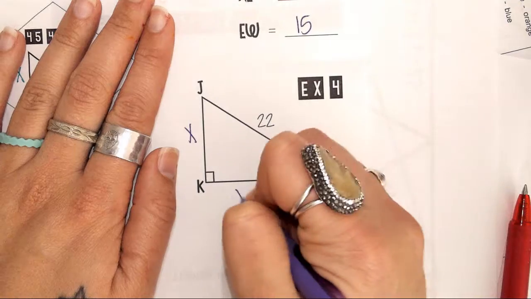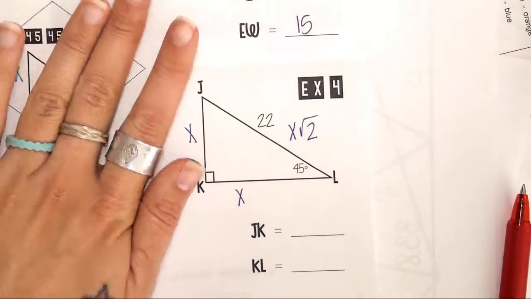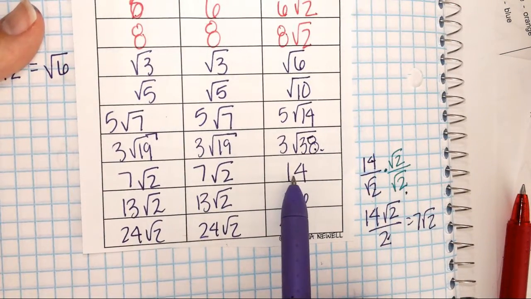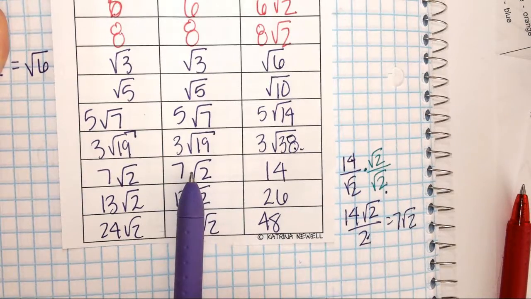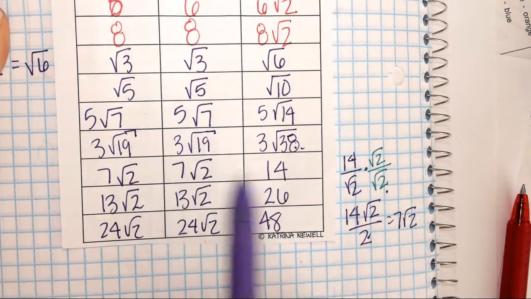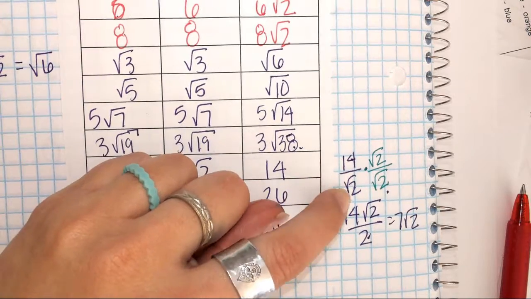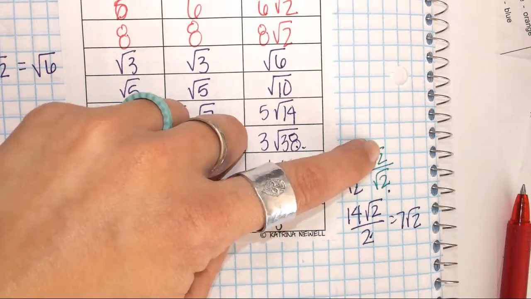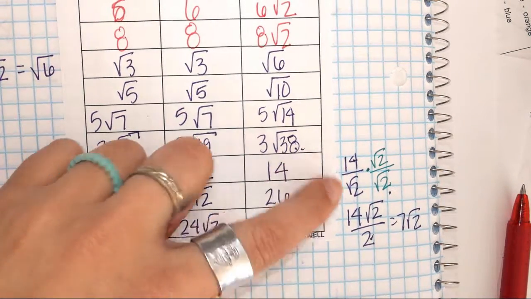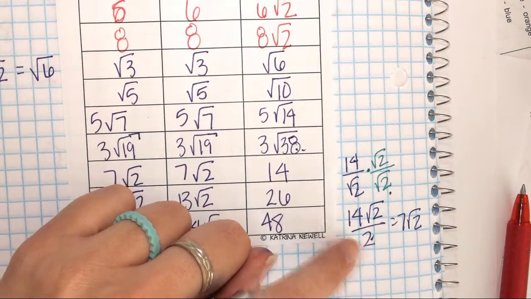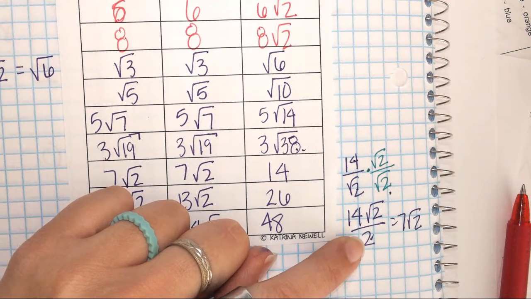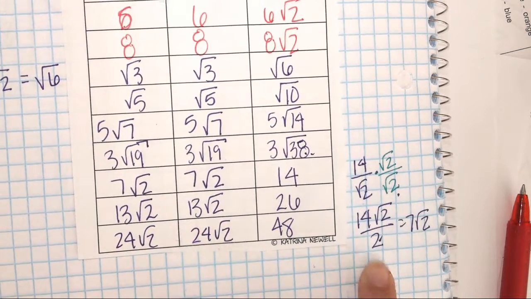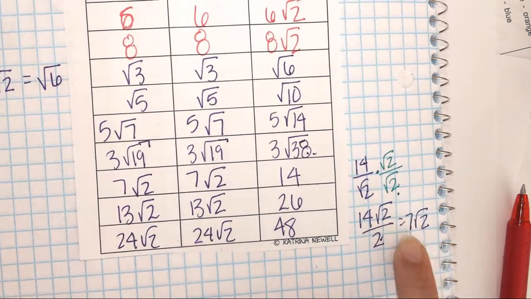This is X, and this is X root 2. Now, we just did one like this, right here, where we had 14. And what did we do to get 7 root 2? What did we do to the 14 right here? Divided by root 2. And then we know that we can't have a radical in the denominator, so we multiplied the top and bottom by root 2, correct? And then root 2 times root 2 gave us 2. Why did this become 2? Because it divided out. Root 2 times root 2 is root 4, and what's the square root of 4? 2. Then how did we get 7?